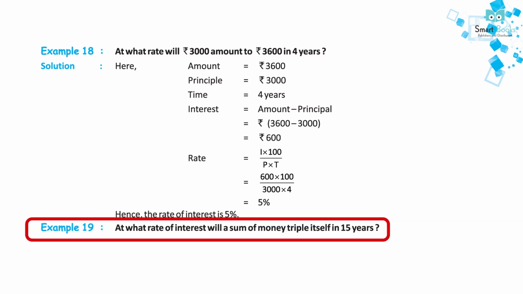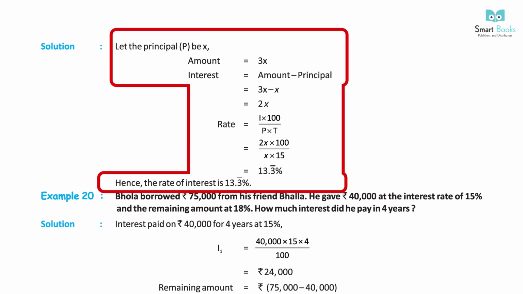Example 19. At what rate of interest will a sum of money triple itself in 15 years? Solution. Let the principal P be x. Amount is equal to 3x. Interest is equal to amount minus principal, which is 3x minus x, equal to 2x. Rate is equal to I into 100 upon P into T, which is 2x into 100 upon x into 15, equal to 13.3 bar percent. Hence the rate of interest is 13.3 bar percent.